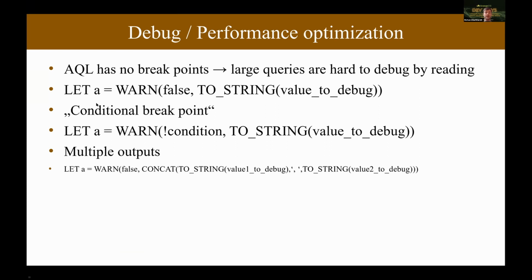And we even have conditional breakpoints, because if you have your condition and you negate your condition, your false will only be shown if your condition is met. And if you want to have multiple outputs, you can use string concatenation to show multiple outputs in one line. This is necessary because you can only have 10 warnings per output.